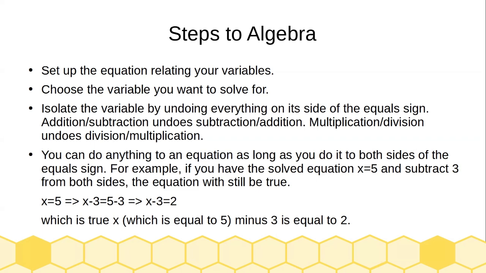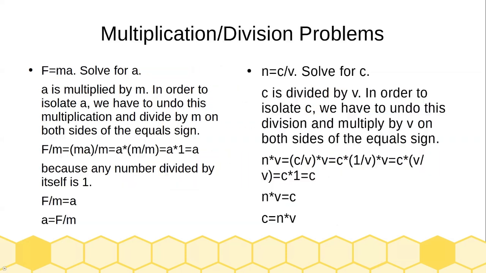So you can do anything to an equation as long as you do it to both sides of the equal sign. For example, if you have the equation x equals 5 and subtract 3 from both sides, the equation would still be true. So x equals 5 goes to x minus 3 equals 5 minus 3. So x minus 3 equals 2. So 5 minus 3 is equal to 2. So this is true. So that means that you can use algebra to isolate or to change your variables.